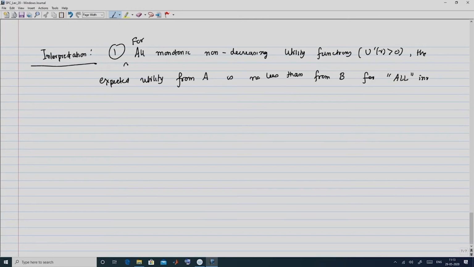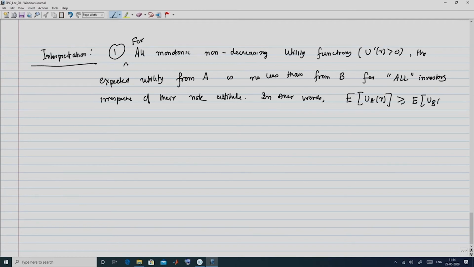for all investors irrespective of their risk attitude. So, mathematically this means that the expected utility of all investors in case of the first asset, or the return of the first asset, expected utility A of R is going to be greater than or equal to expected utility in case of B.